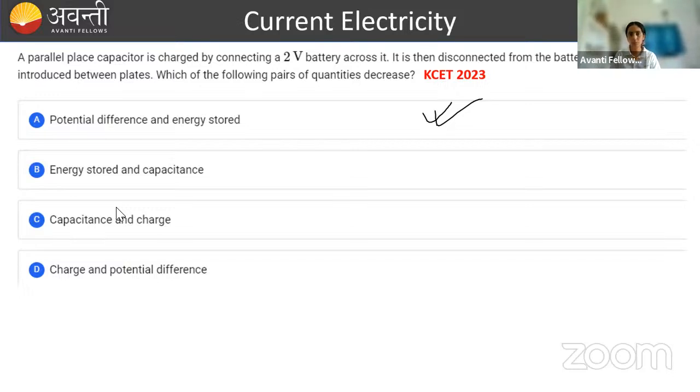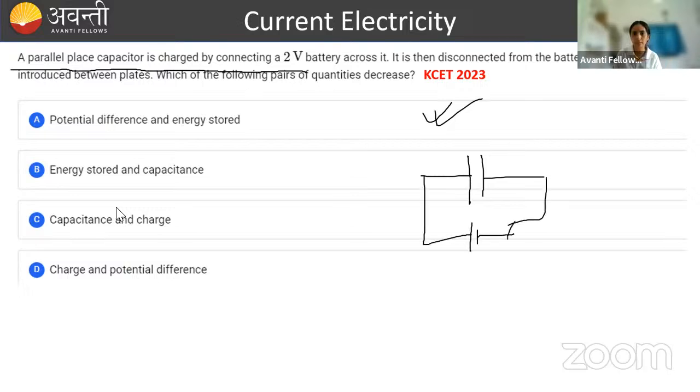7 of you answered, 2 of you are correct. देखो, this is a concept actually. You need to read this. Suppose parallel question क्या है? Parallel plate capacitor is charged by connecting a 2-volt battery. So there is a capacitor. We are charging it with a 2-volt battery.